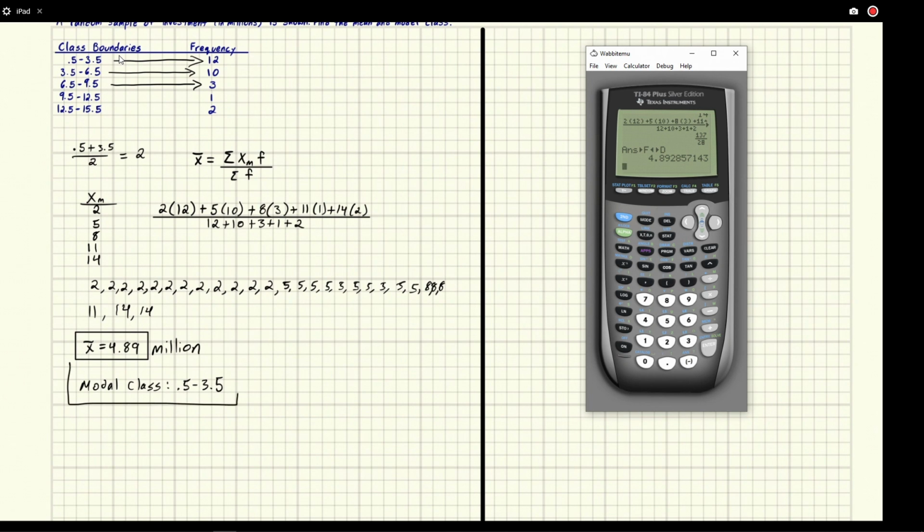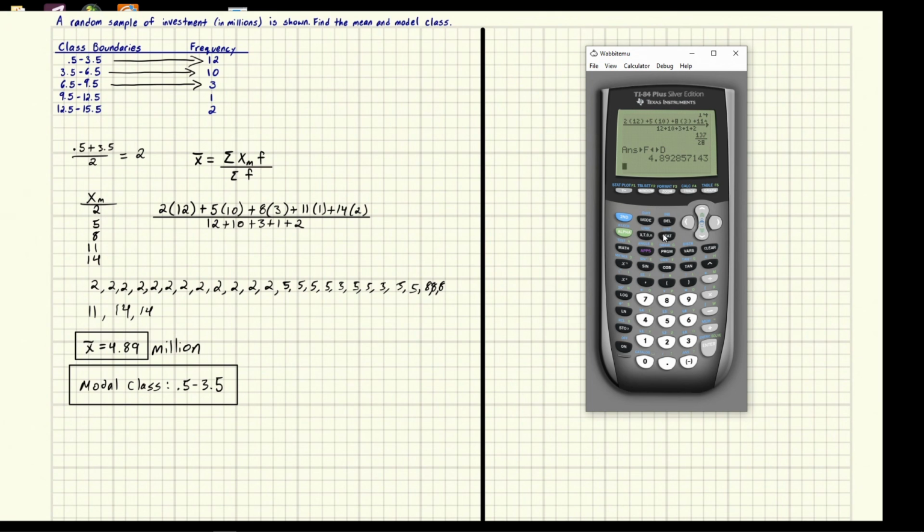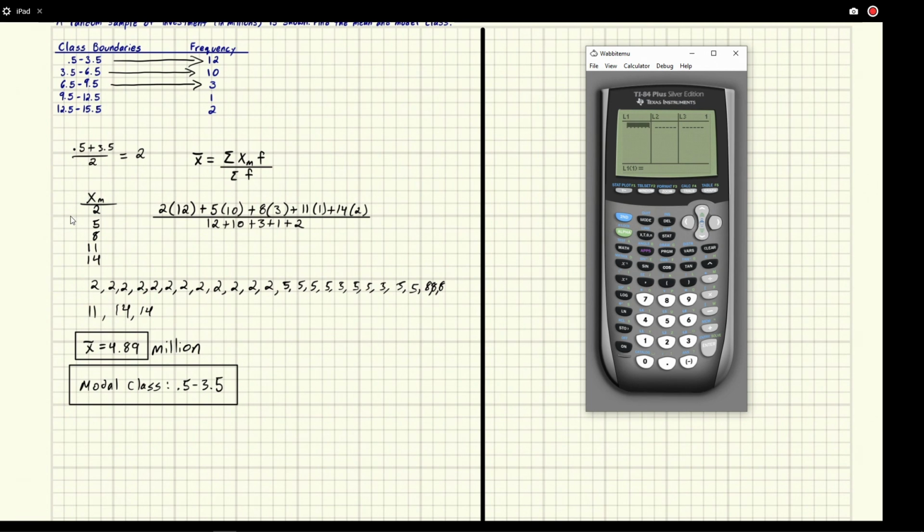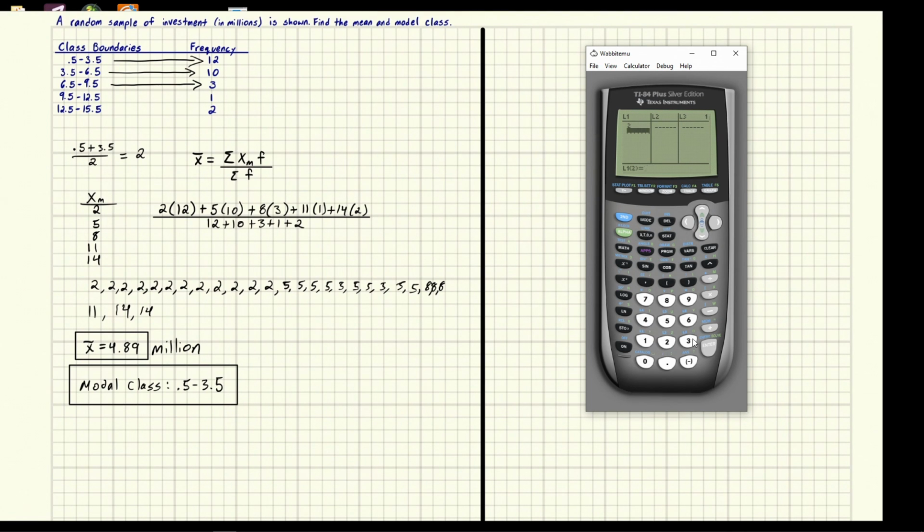That's our modal class. Now there's a way to do this using the calculator as well. In the calculator, you can enter these midpoints in, and you can enter the frequencies in. So let me show you. We're going to go to stat, and then edit. We're going to need 2 lists, list 1 and list 2. Go ahead and clear them: come up to where it says list, hit clear, and then push down. It'll clear them.